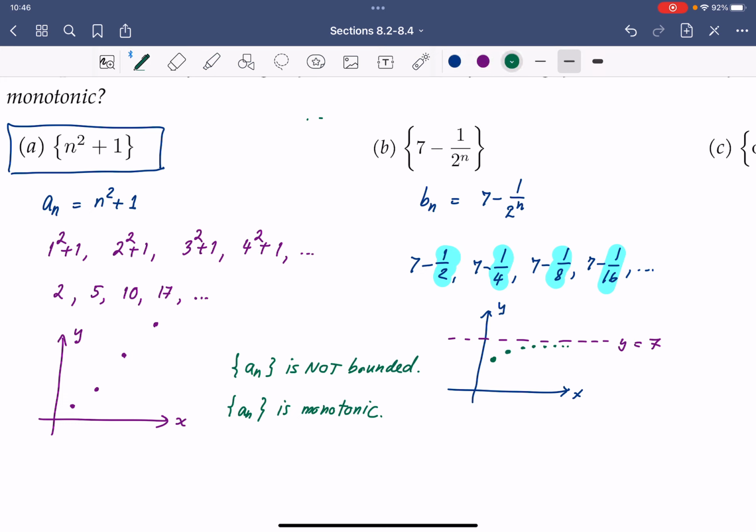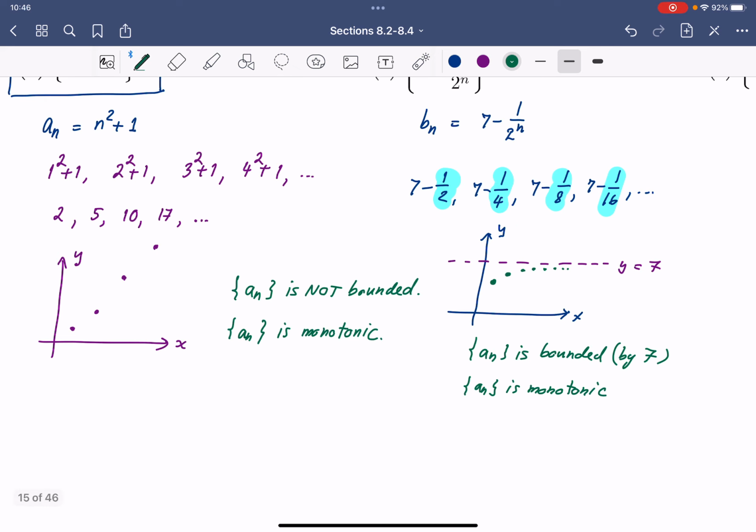So in this case, the sequence b_n is bounded. You know that it is bounded because it's bounded by 7. And b_n is monotonic as well because it keeps going up. When you have a sequence that is bounded and monotonic, this means the sequence is convergent.